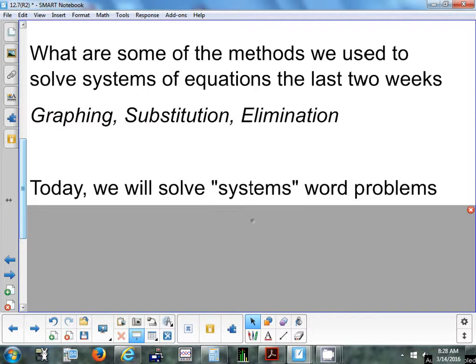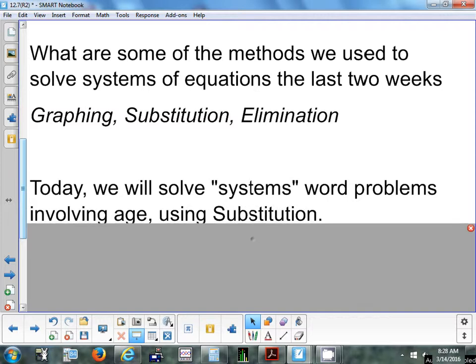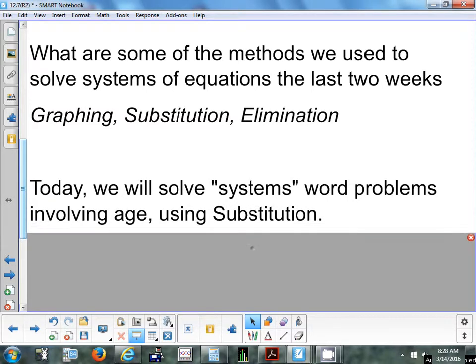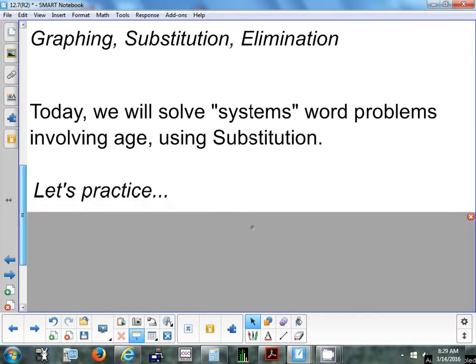Today we'll solve systems word problems. They're going to involve age, and we're going to solve them using substitution. Every word problem we do this week, we're going to use substitution to solve. Just like last week, we're going to have a template. The template's going to be a little different than what we used last week for elimination, but I think it's going to help you keep your stuff organized.